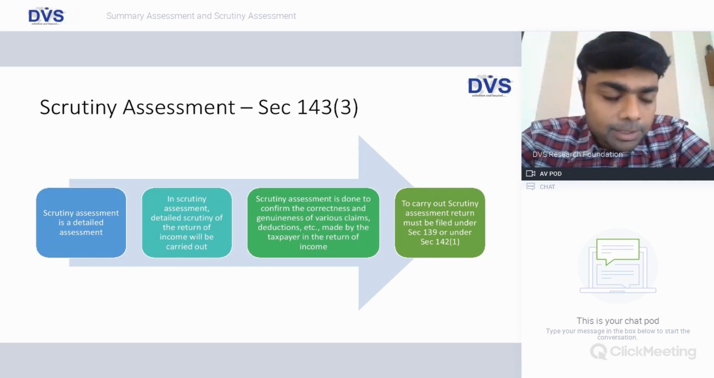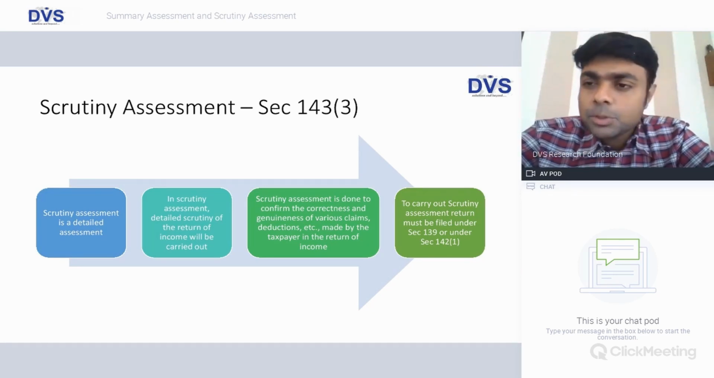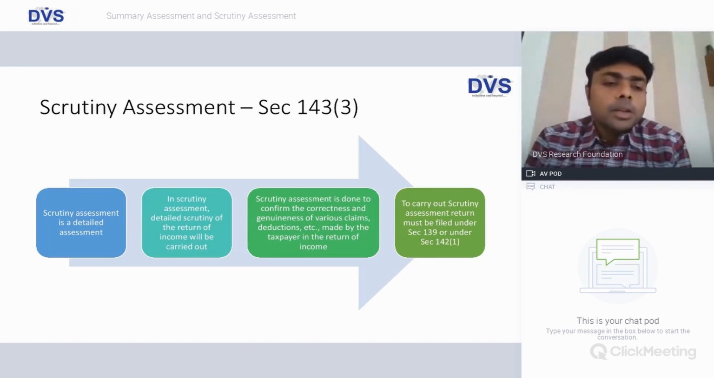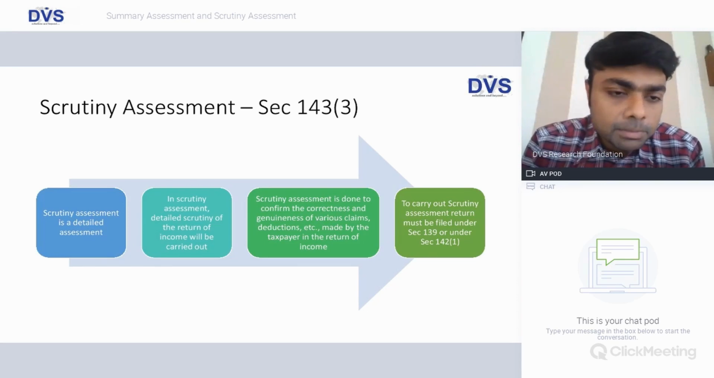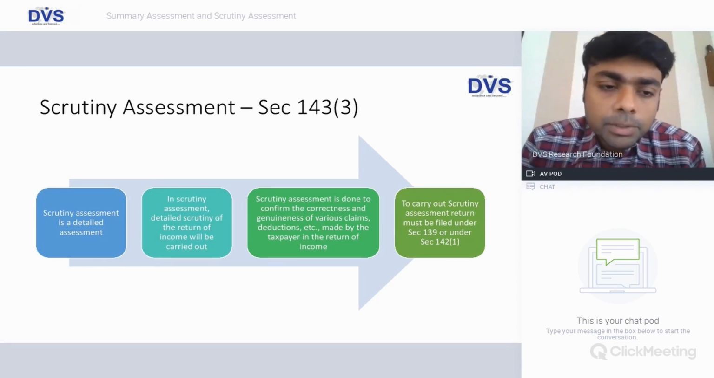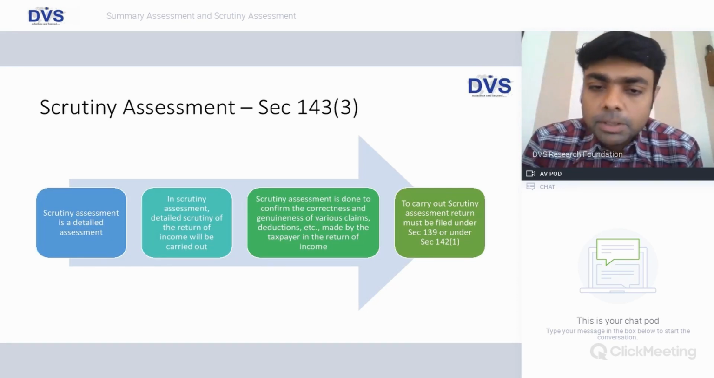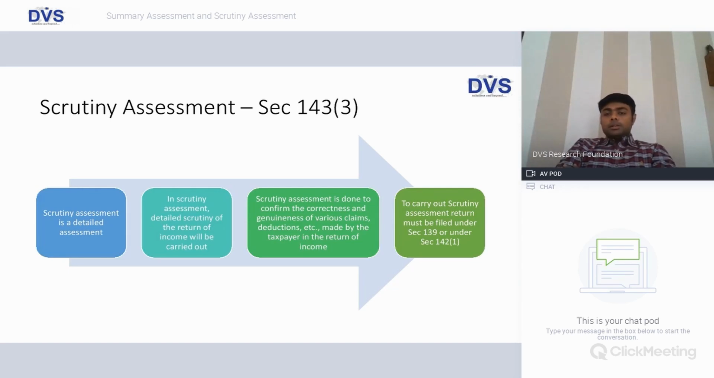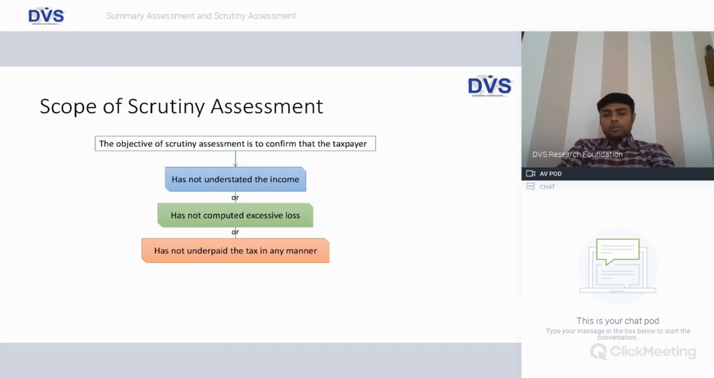When it comes to scrutiny assessment, as the name itself suggests, the department scrutinizes. So they spend some more time under 143(3). Scrutiny assessment is a detailed assessment. In this, the return of income will be completely scrutinized. It is done to confirm the correctness and genuineness of various claims made by the taxpayer in the return of income. To carry out scrutiny assessment, the return must be filed under 139 or 142(1), same as your 143(1) summary assessment.